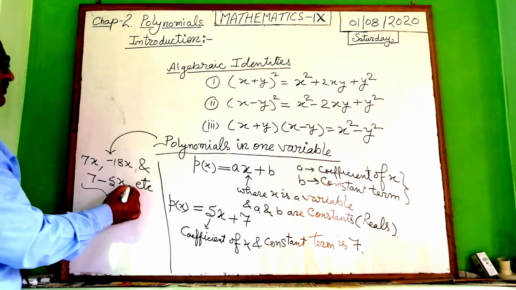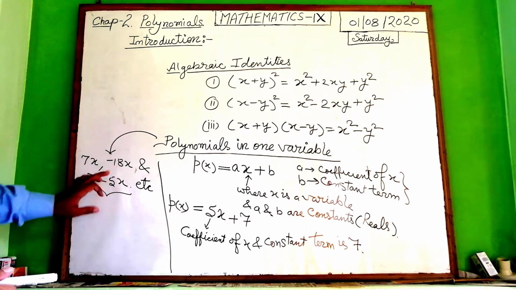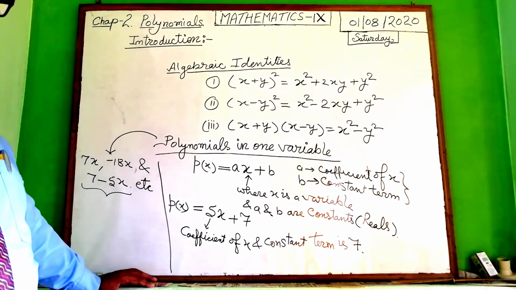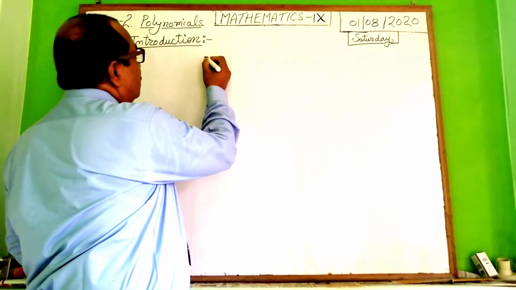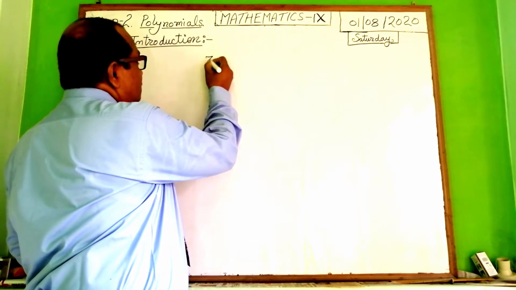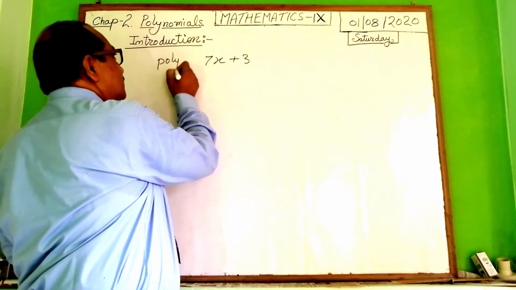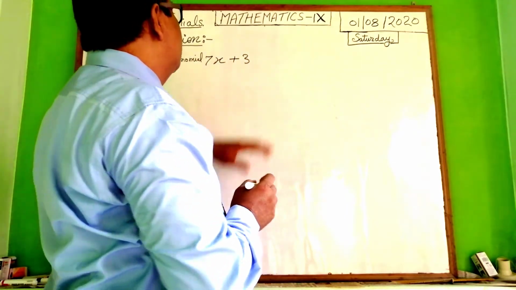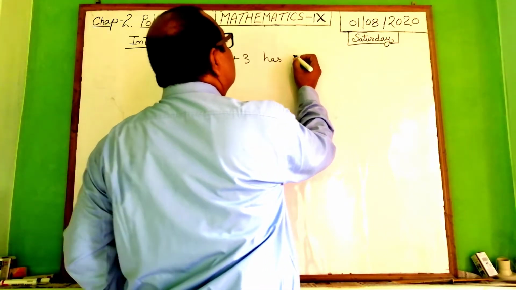So now the concept of polynomial in one variable is clear for all. It may be in this form also, or 2 terms. A polynomial in one variable can have maximum 2 terms. Now see one polynomial. Suppose there is written 7x plus 3. This is a polynomial in one variable.